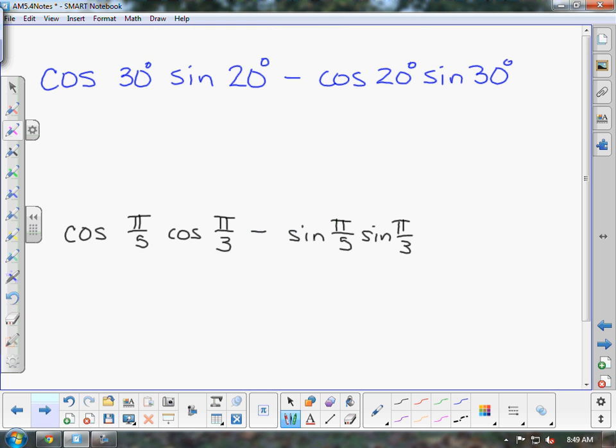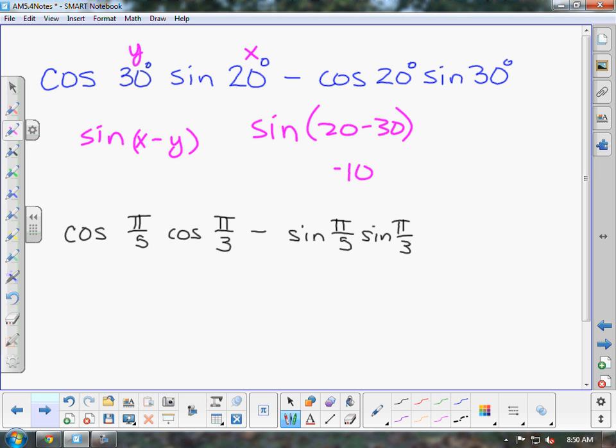And then finally, with something like this, cosine of 30, sine of 20 minus cosine 20, sine of 30. If you look at this, it's a minus and it's cosine sine, so it's either got to be sine of x plus y or sine of x minus y. And since it's minus in there, it's sine of x minus y. But now it's written backwards, so this is actually your x value and that is actually your y value. So then you would say sine of 20 minus 30, which is negative 10 degrees. And so you have sine negative 10. And then from your even odd identity, sine of a negative angle is the same as negative sine of 10.